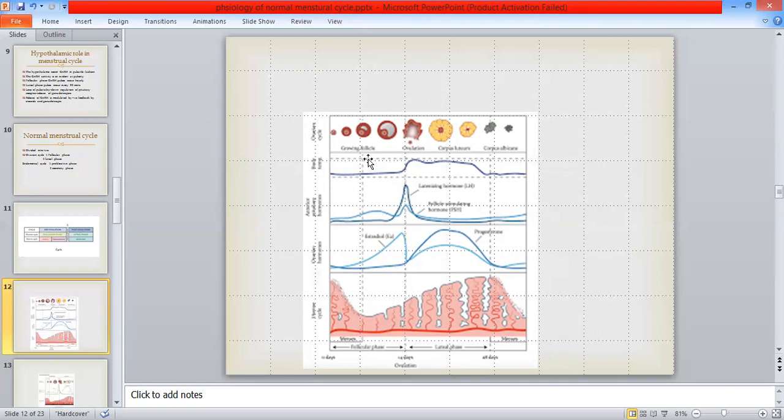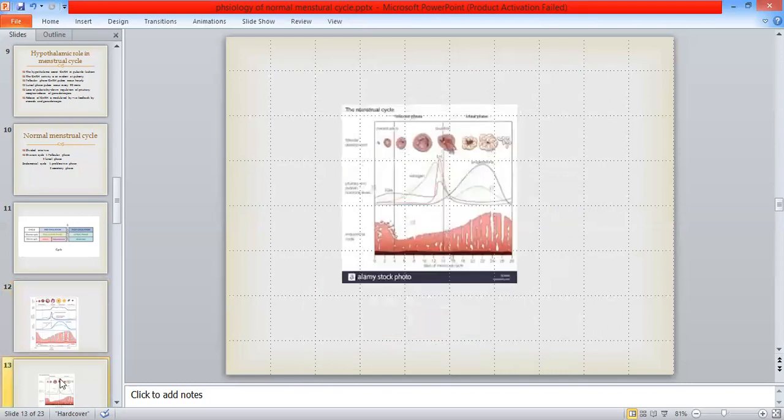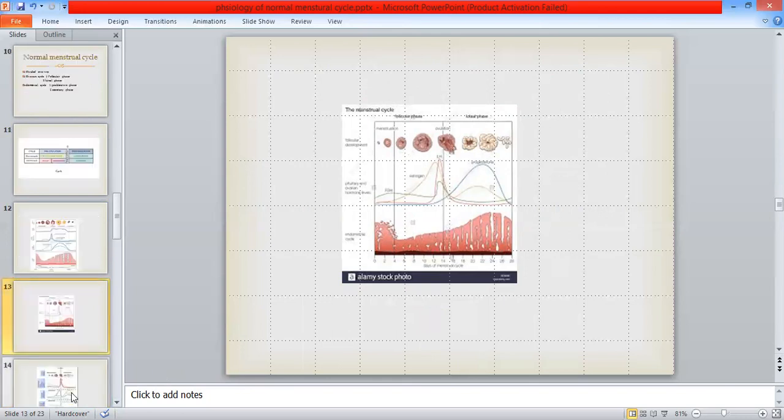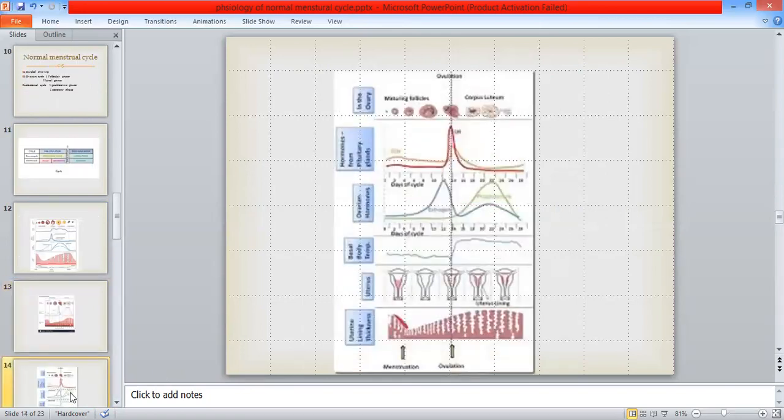Now there are certain other diagrams also showing the menstrual cycle. You can see them in different books. This diagram is very beautiful. It shows the normal menstrual cycle in detail.